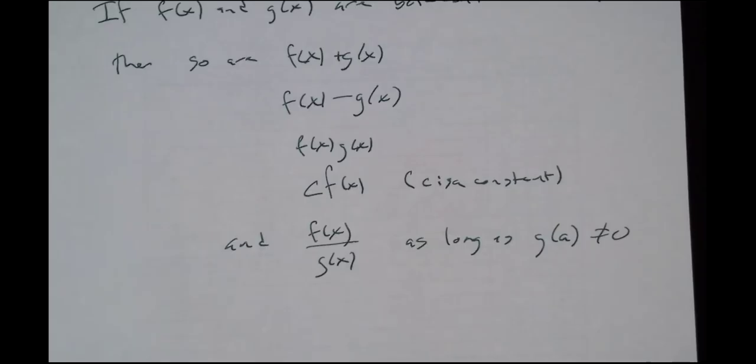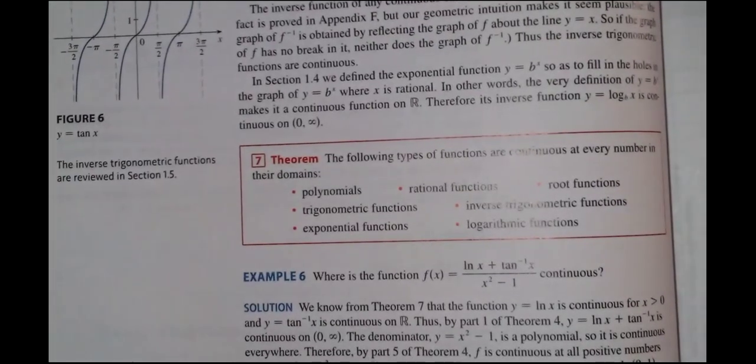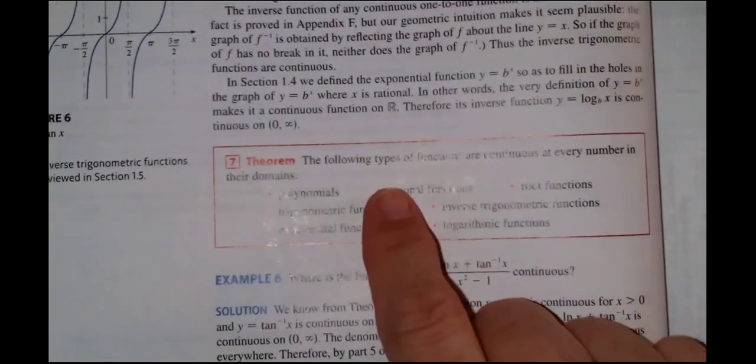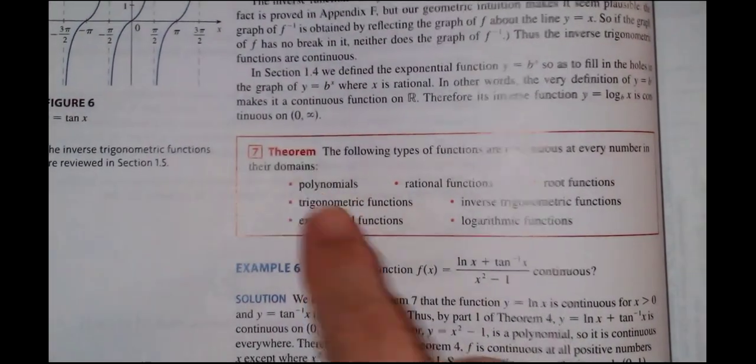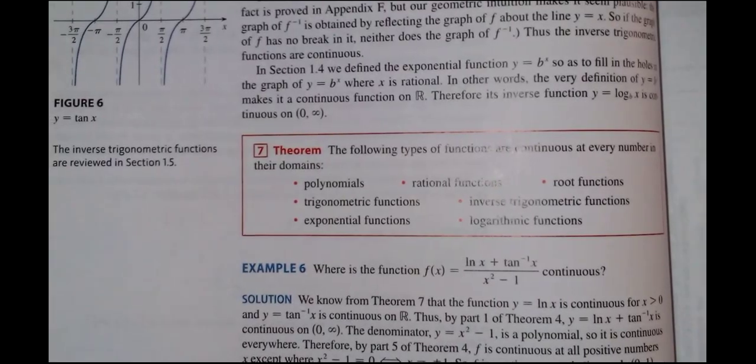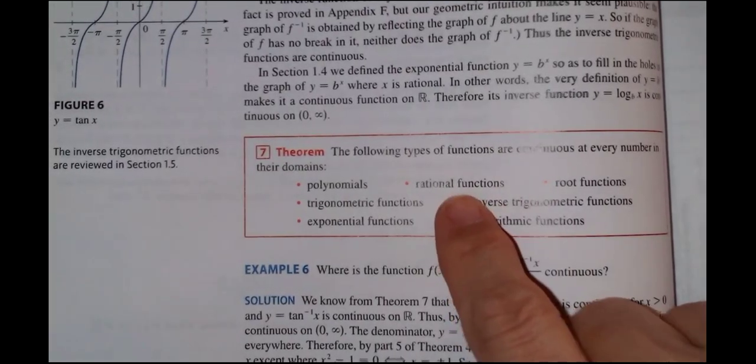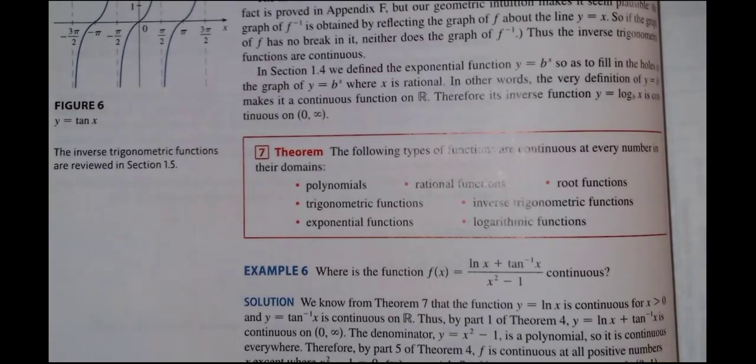This means that almost every single algebraic, trigonometric, exponential function we like to use is continuous wherever it is defined. Page 120. The following types of functions are continuous at every number in their domain. Polynomials. Polynomials are defined everywhere, so they're continuous everywhere. Rational functions. As long as I'm not dividing by zero, I can just plug in.